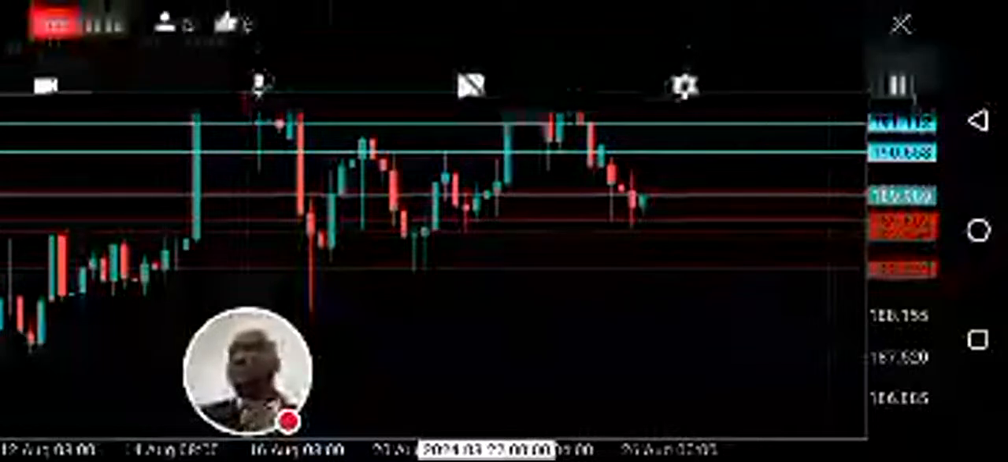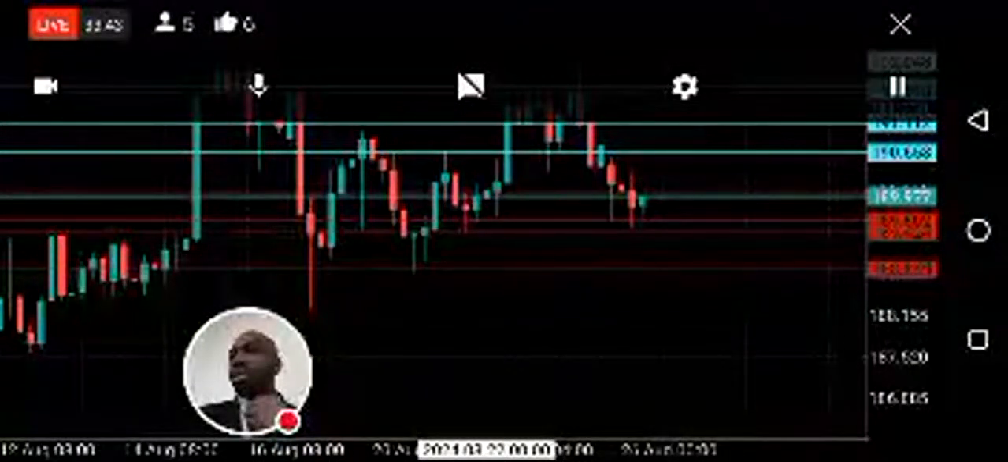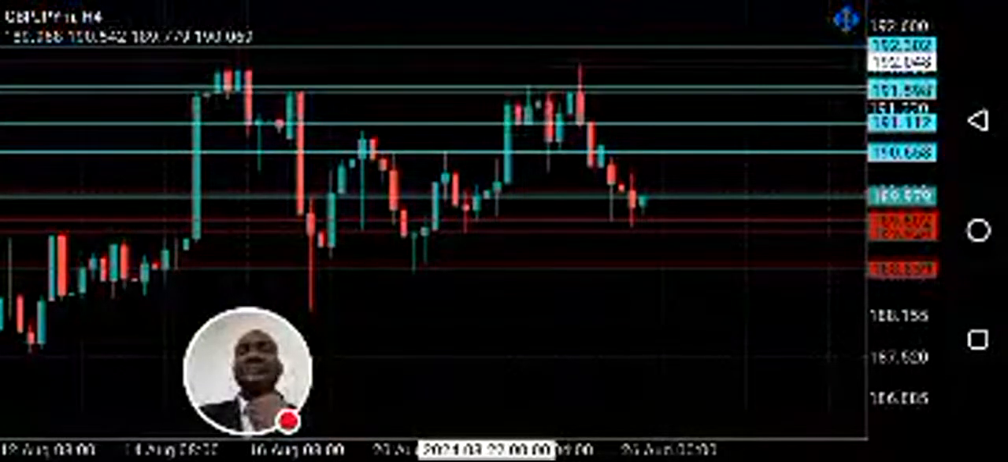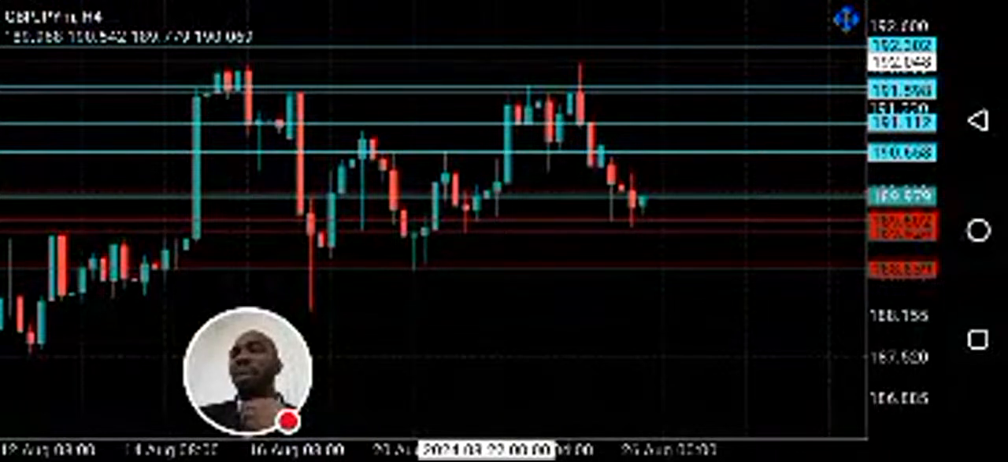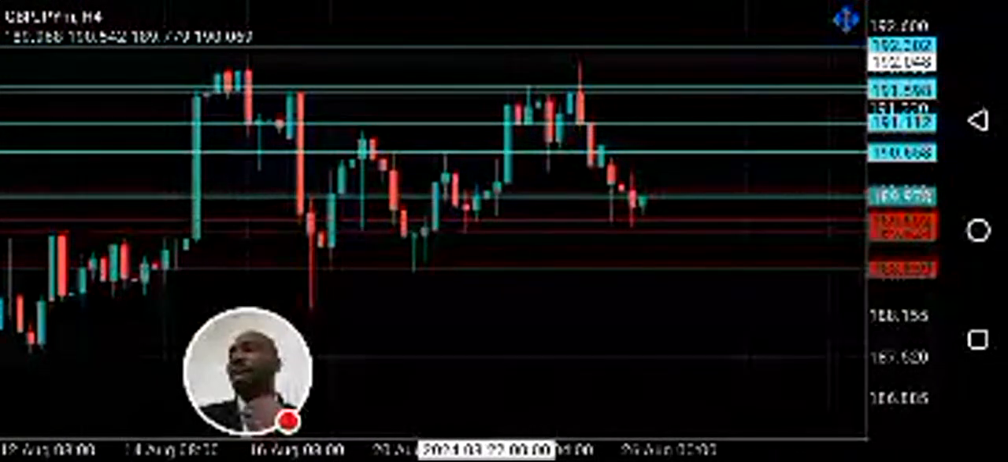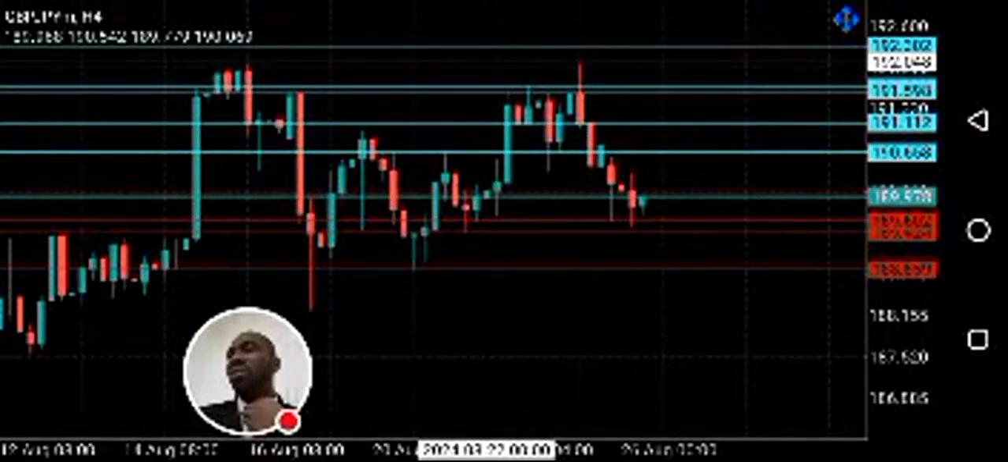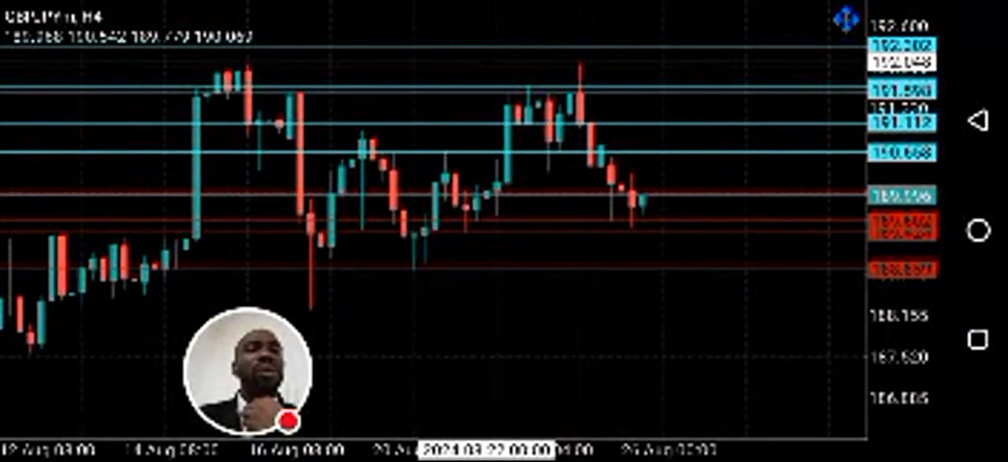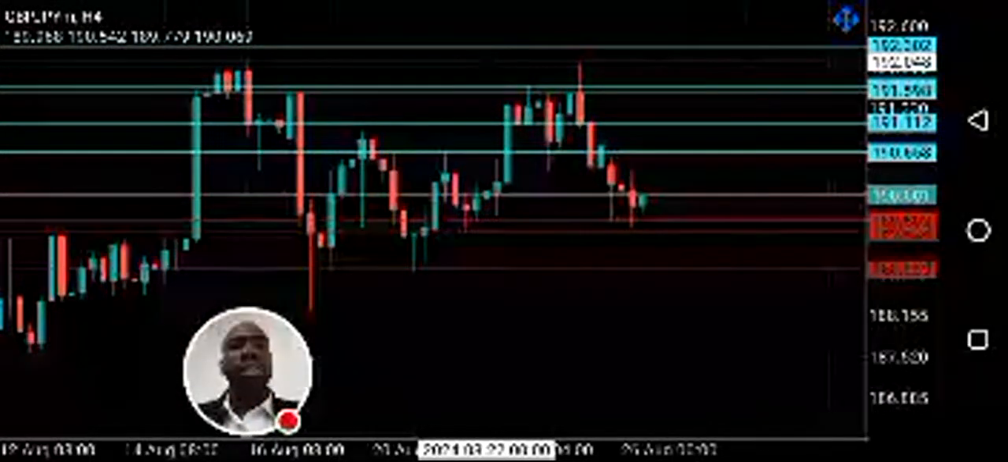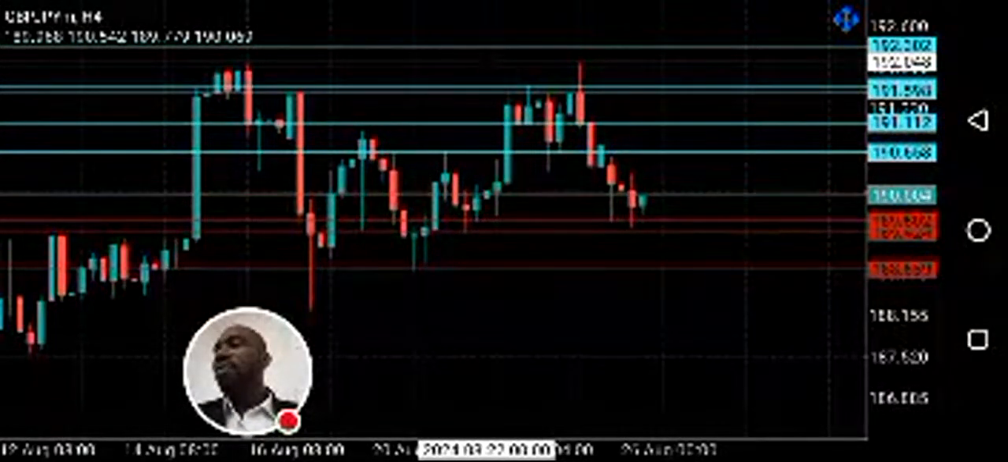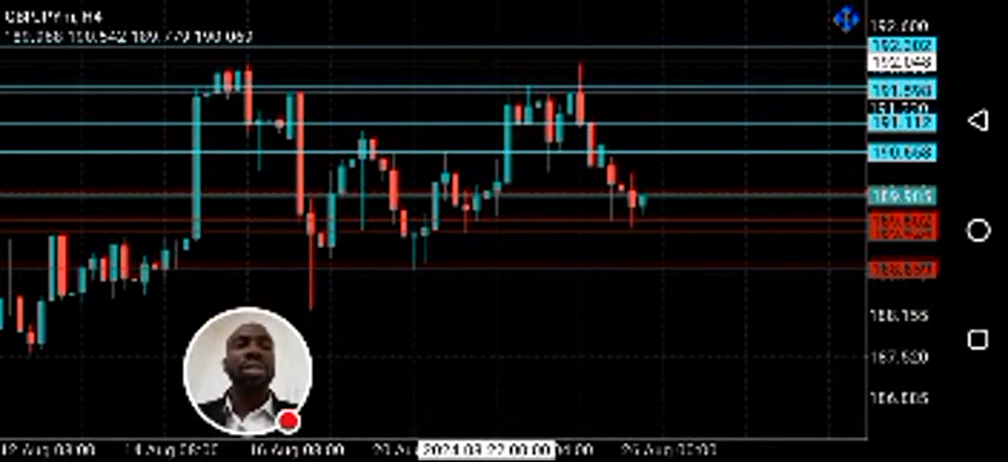So that will be all for today's session. Definitely you can identify order blocks and fair value gaps on any chart. They are always there. Several order blocks, several fair value gaps. You just have to know which of the order blocks and fair value gaps you have to work with. Okay?